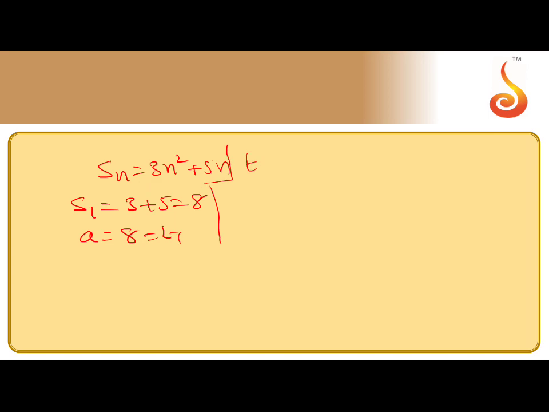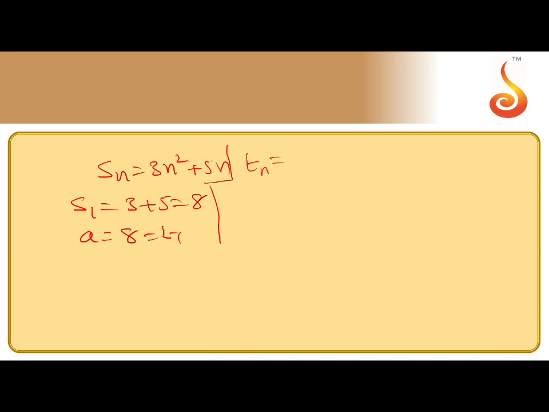So they are given Sn equal to 3n square plus 5n. Take S1, meaning n equal to 1: 3 plus 5 gives 8. So S1 is nothing but the first term, the sum of one term. So that is A equal to 8. That is the first term. Next, to find the common difference we require two terms. The second term we don't know.